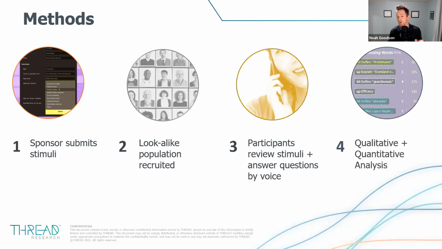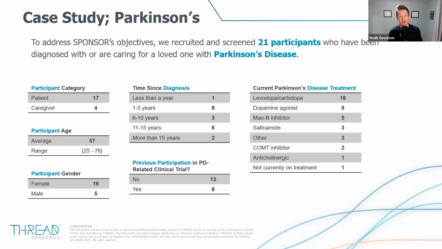And then finally, we're going to do a quantitative and qualitative analysis. I'm going to show you a little more of the quantitative side of this, but the great thing for the drug development pipeline is that this whole process takes about 3 weeks, unless it's an ultra rare disease population that's hard to recruit. This is a very quick turnaround.